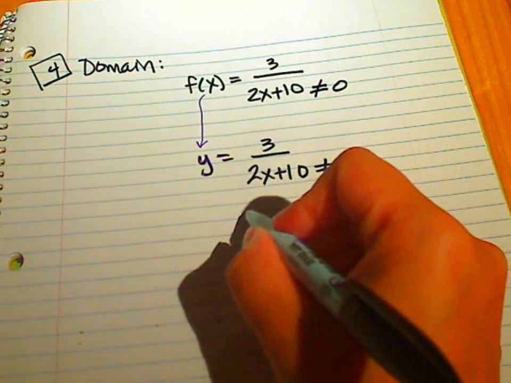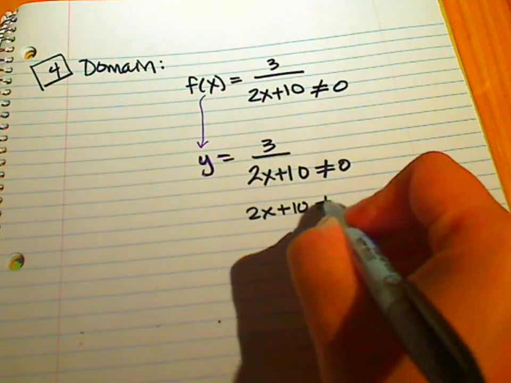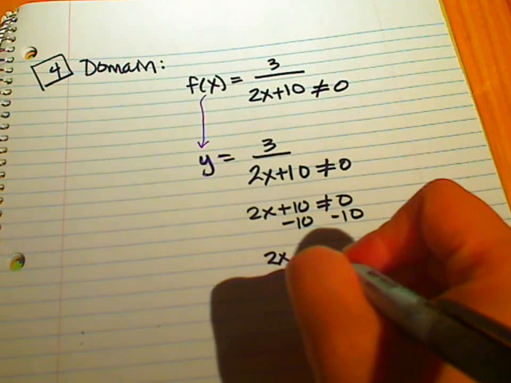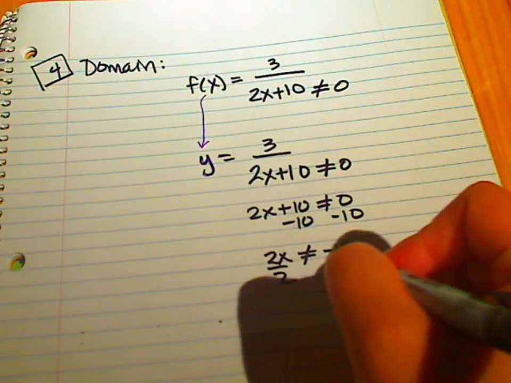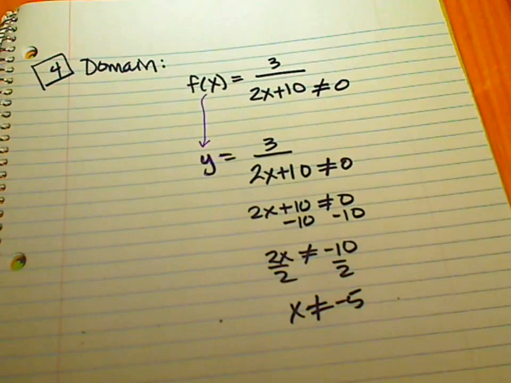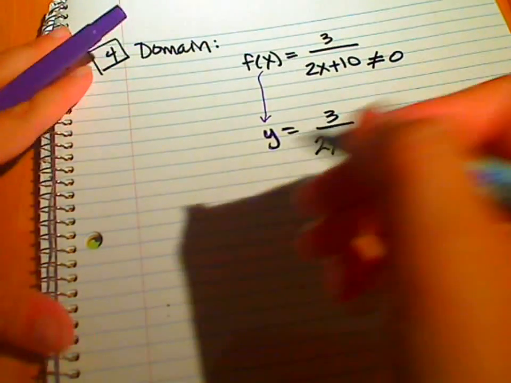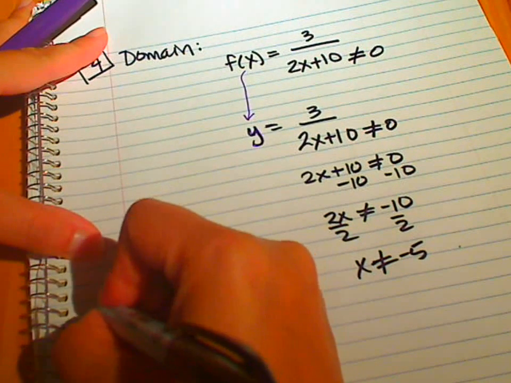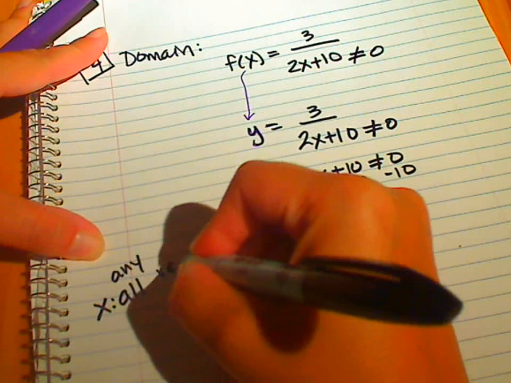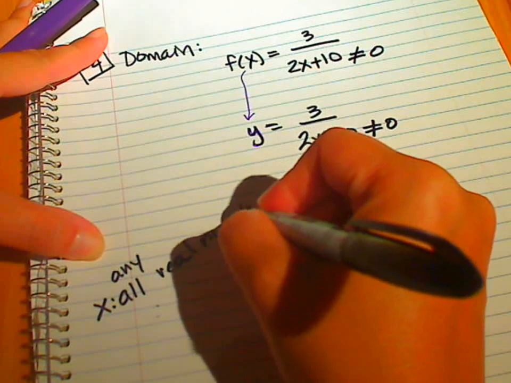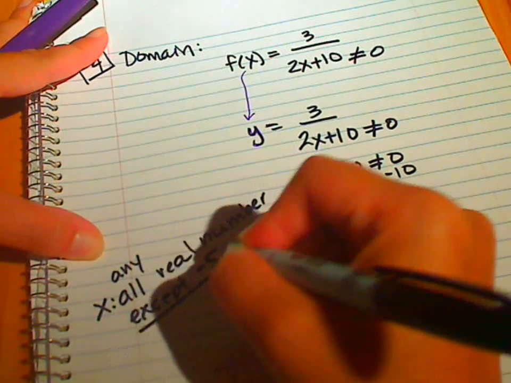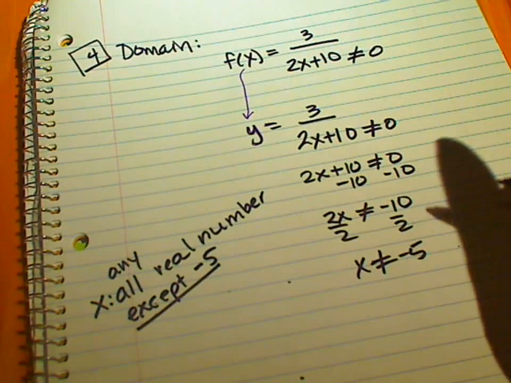So what I'm going to do is take the denominator and figure out when is this going to be a 0. So if I subtract 10, I get 2x equals negative 10, divided by 2. X cannot be negative 5. So this slash through the equal sign means it cannot be. So x can be all or any real number except negative 5. So all real numbers except negative 5.